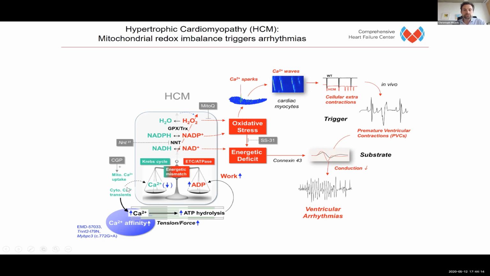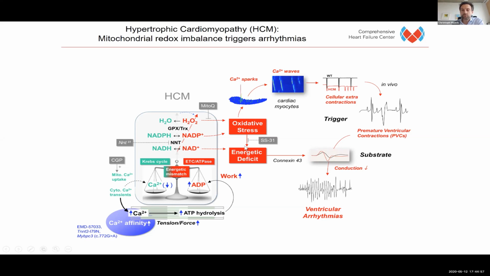But because this is not sufficiently elevated in light of this increase in workload, there is a mismatch on the mitochondrial level that oxidizes the NADH pool, which to some extent can contribute to the energetic deficit, but also the NADPH pool, which allows an elevation of hydrogen peroxide, which then triggers spontaneous calcium release events and calcium waves, which can be an explanation for the extra contractions we observe. And in vivo, this could be a trigger for arrhythmias, which, however, typically requires an additional substrate.